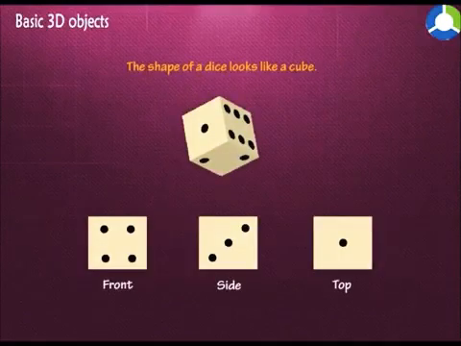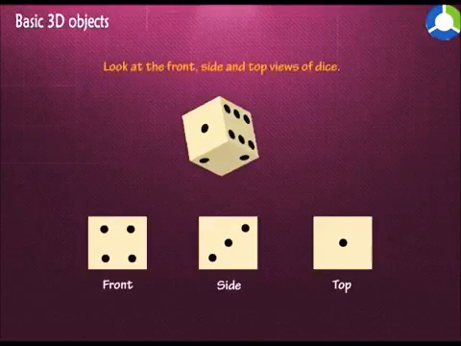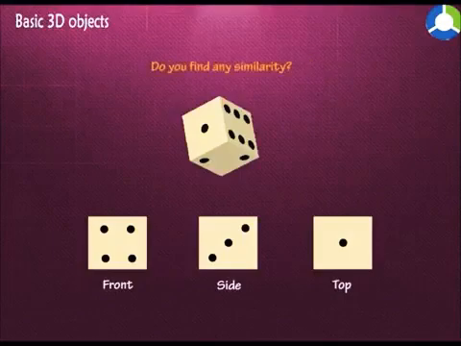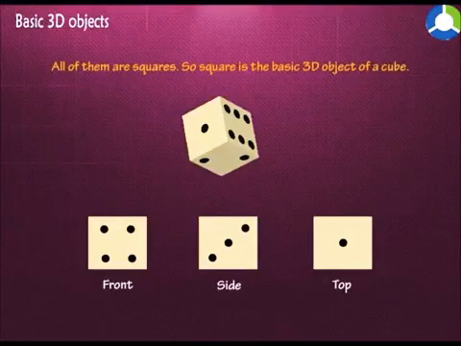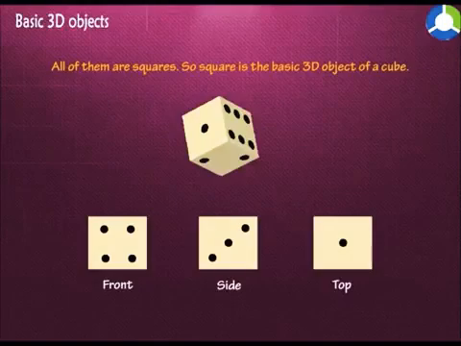The shape of a dice looks like a cube. Look at the front, side and top views of dice. Do you find any similarity? All of them are squares. So, square is the basic 3D object of a cube.